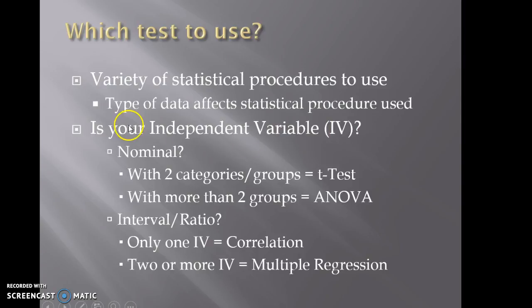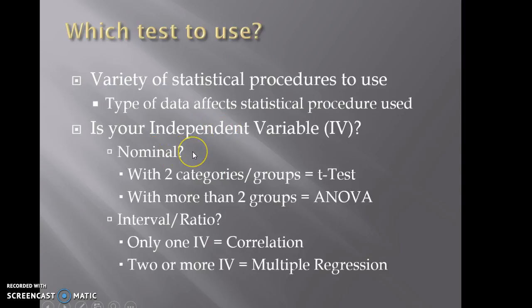Now, if you're using an independent variable, is your independent variable nominal or interval and ratio? That's your first question. Nominal is categorical. So does it have two categories? Does it have more than two categories, meaning the categories or the groups of that variable?